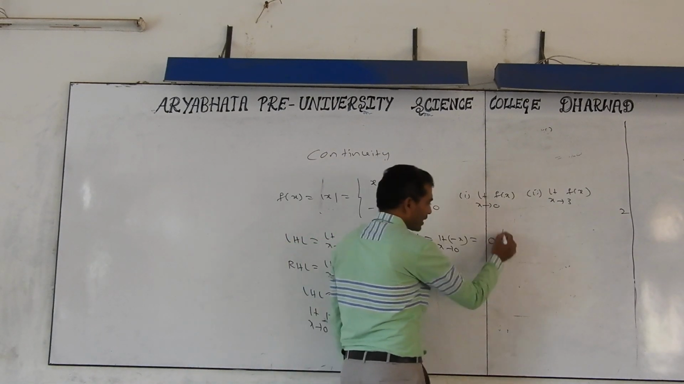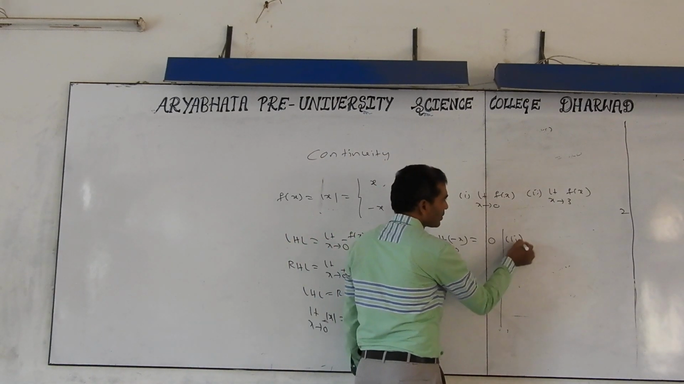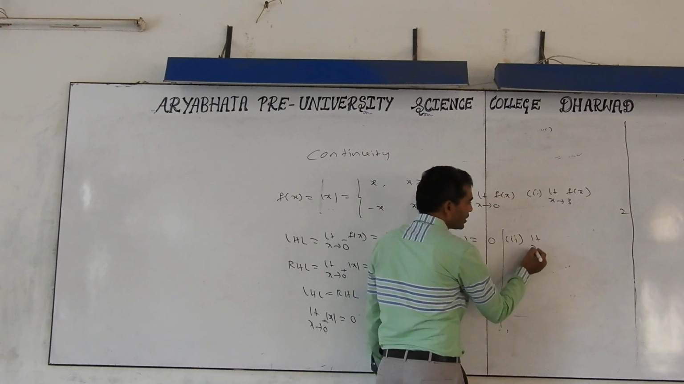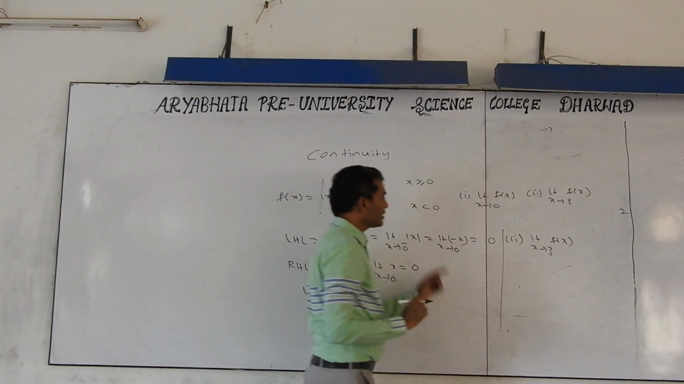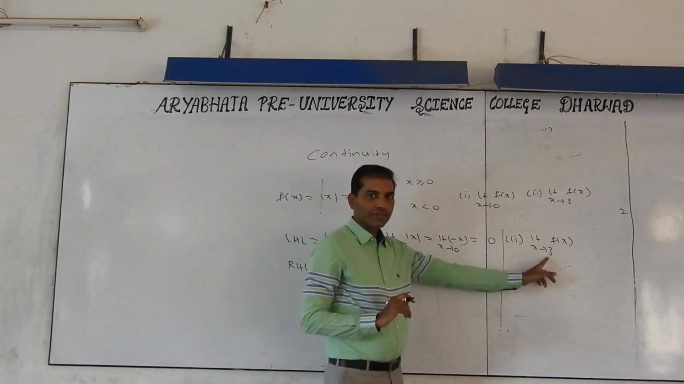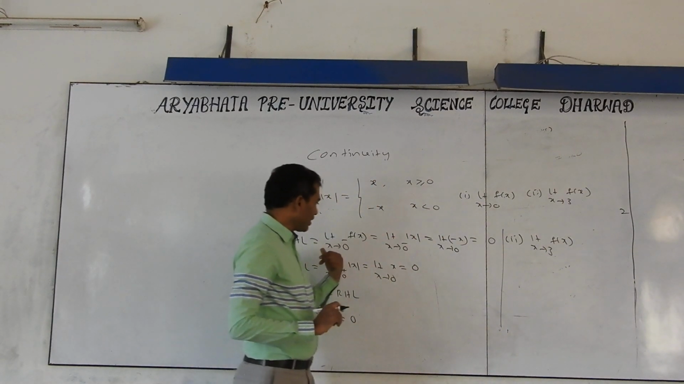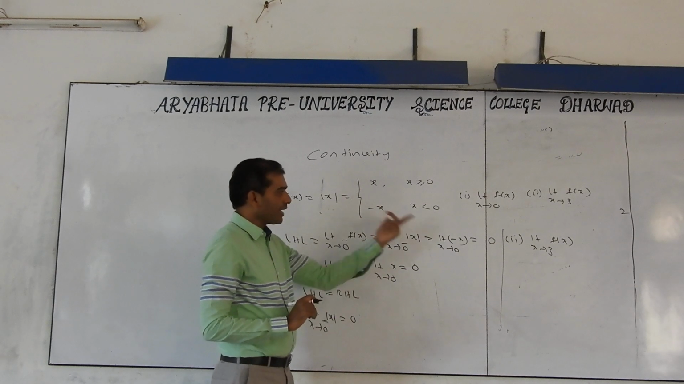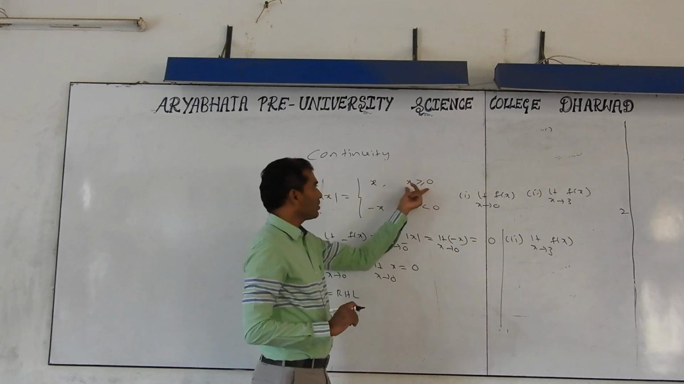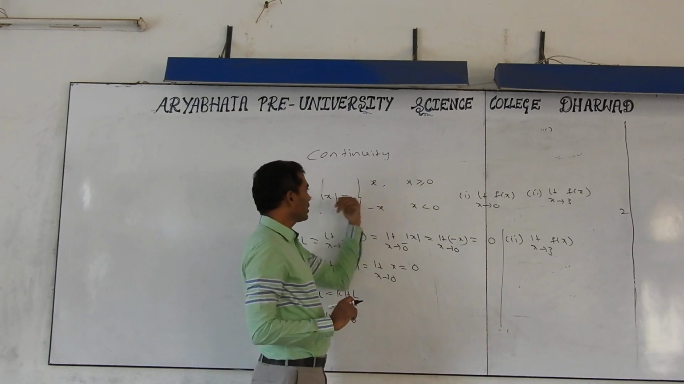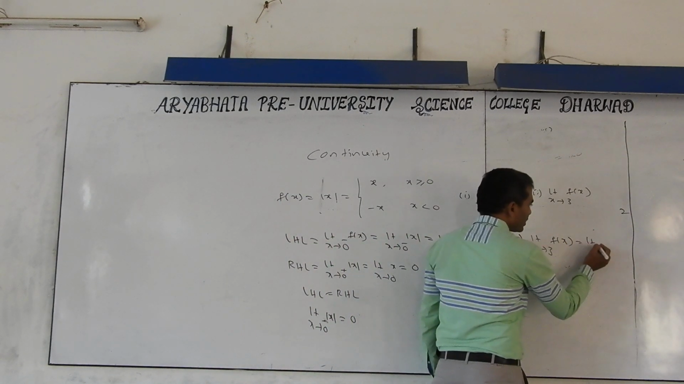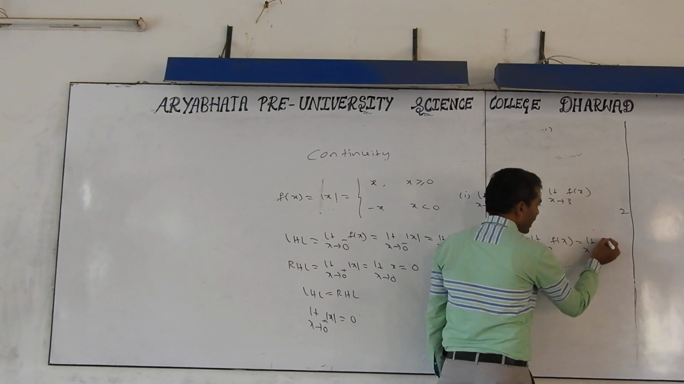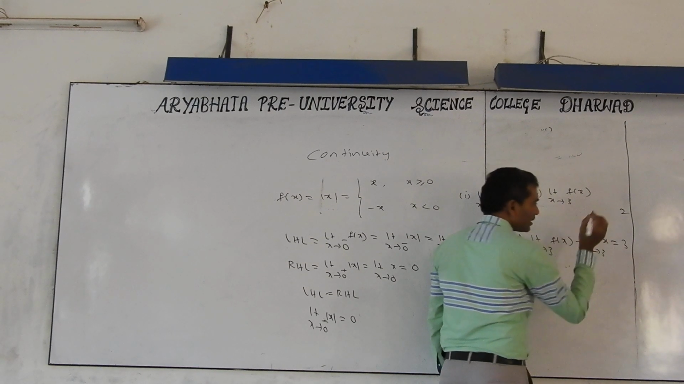Next, the second one, limit x tends to 3 f of x. The mod is not changing at 3, so there is no need to find the left limit and right limit. We can find it directly. 3 comes under above 0. So above 0, mod x equals x. So limit x tends to 3 of x. Put x equal to 3 here, we get 3.